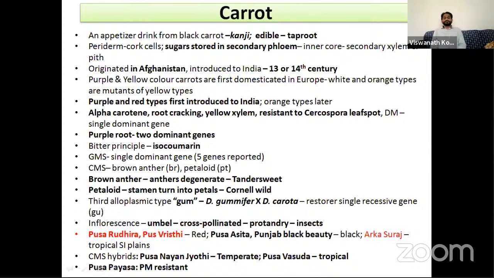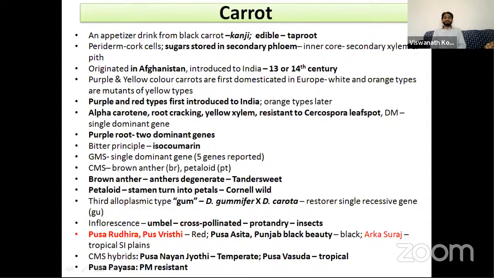The carrot belongs to the family Umbelliferae. So umbel, cross-pollinated crop, protandry, and the pollination is mediated by insects. Pusa Rudhira and Pusa Vrishti are the red color carrots. Pusa Asita and Punjab Black Beauty are the black color carrots. And Arka Suraj sets seeds in the tropical South Indian plains. Even in South Indian plains, the Arka Suraj variety sets seeds.